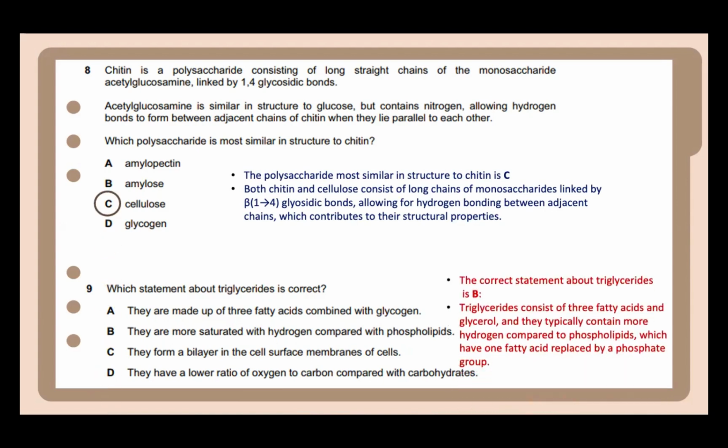Which statement about triglycerides is correct? The correct statement about triglycerides is they are more saturated with hydrogen compared with phospholipids. Triglyceride consists of 3 fatty acids and glycerol, and they typically contain more hydrogen compared to phospholipids, which have 1 fatty acid replaced by a phosphate group.